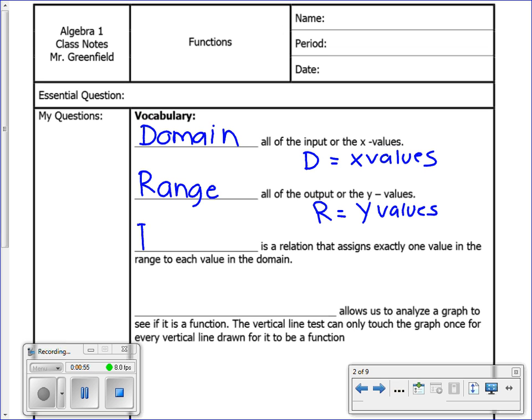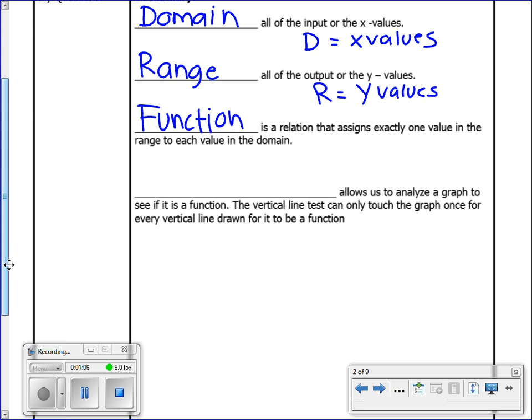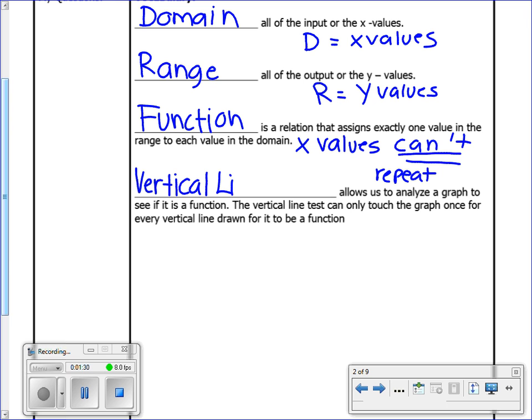A function is a relation that assigns exactly one value in the range to one value in the domain. In order for something to be a function, the biggest thing is the x values can't or cannot repeat. And the vertical line test allows us to analyze a graph to see if it is a function.